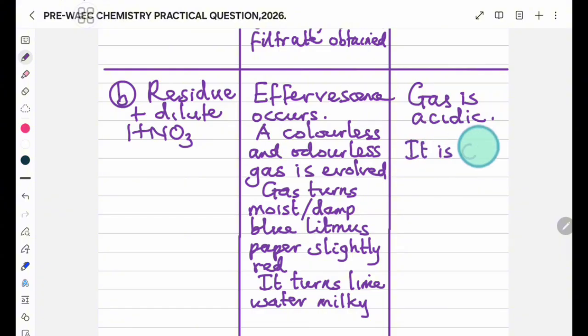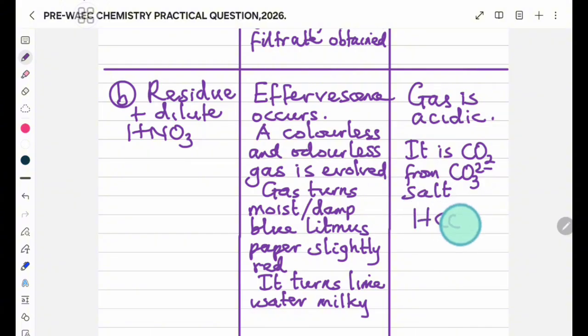The gas is CO2. CO2 from what kind of salt? You must write the kind of salt that liberates CO2 by action of dilute acid on it. So the action of dilute HNO3 on that residue liberates CO2. That means the residue that reacts must be a CO3 2- salt. So it is CO2 from CO3 2- salt. Don't put HCO3. If you put this, you are wrong.